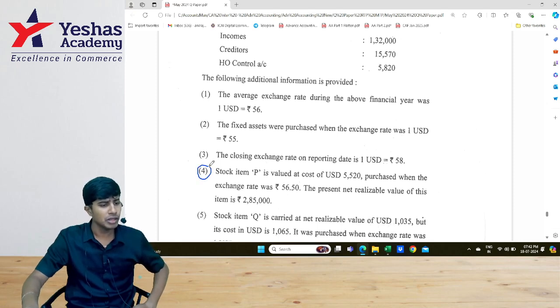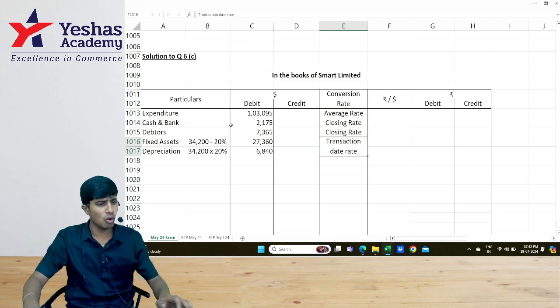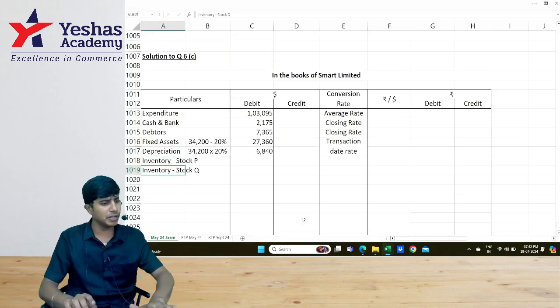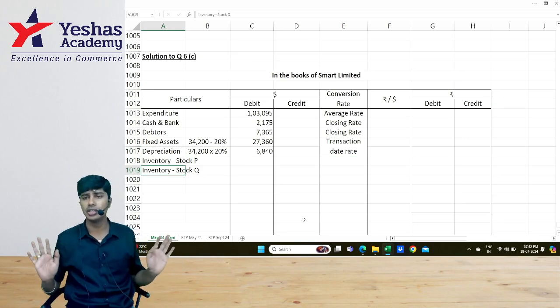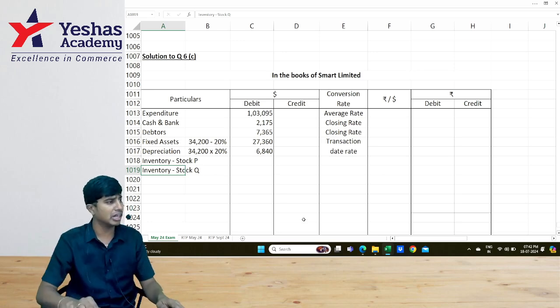Adjustment number 4, adjustment number 5. Stock item P, stock item Q. So there is a problem. What I would do right now is not worry about it. I'll write inventory P, inventory Q, and I will not do anything. Later when I read the adjustment, I will adjust it and then bring them into trial balance.